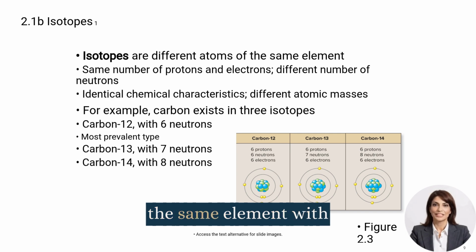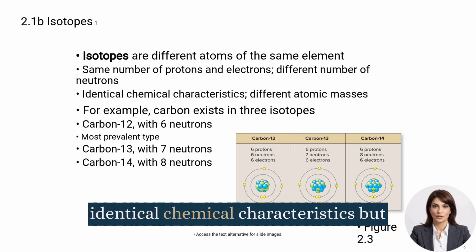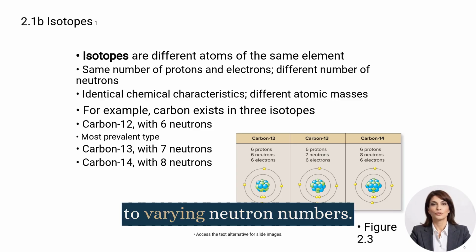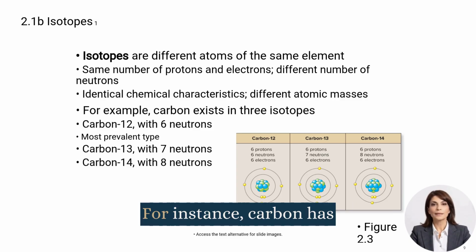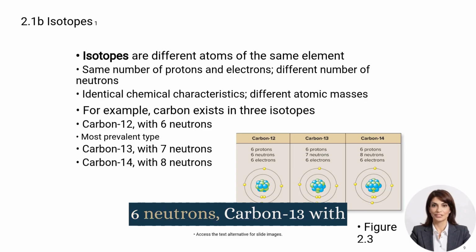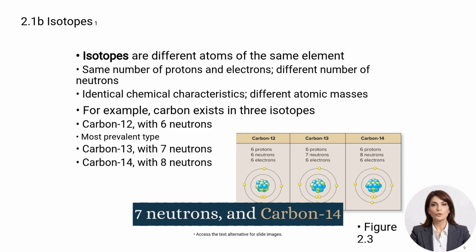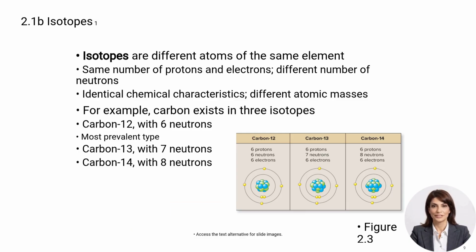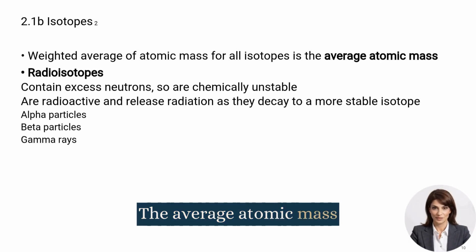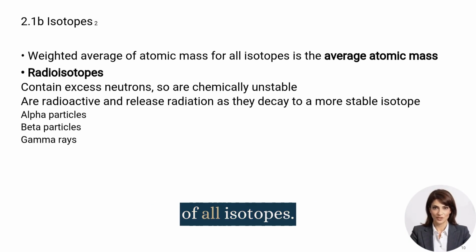Isotopes are atoms of the same element with identical chemical characteristics, but different atomic masses due to varying neutron numbers. For instance, carbon has 3 isotopes: carbon-12 with 6 neutrons, carbon-13 with 7 neutrons, and carbon-14 with 8 neutrons. Carbon-12 is the most prevalent. The average atomic mass is a weighted average of all isotopes.